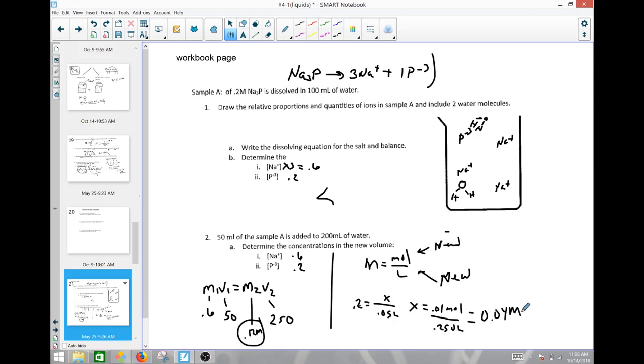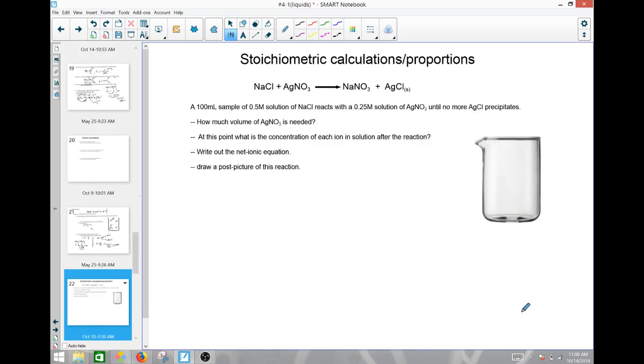Moles per liter. Next. All right, we're getting more into stoichiometry, but this is definitely in this chapter. So I have a 100 milliliter sample of 0.5 molar solution of NaCl that reacts with 0.25 molar solution of silver nitrate until no more silver chloride precipitates. A couple things I notice about this reaction. One, it's a 1-to-1 ratio. Two, this guy's forming a solid. This guy is just flowing around.